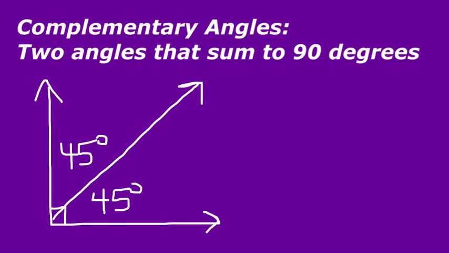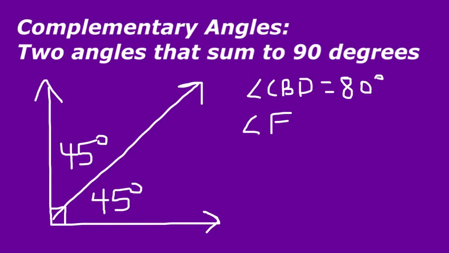So if you had angle, let's say CBD was 80, okay, angle FGT was 10, I would say automatically these are complementary because again they add up to 90 degrees.